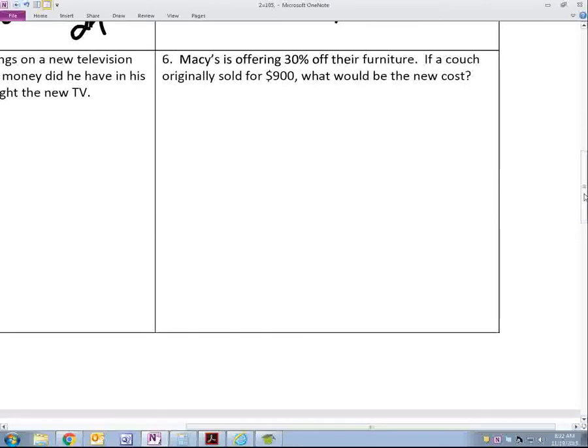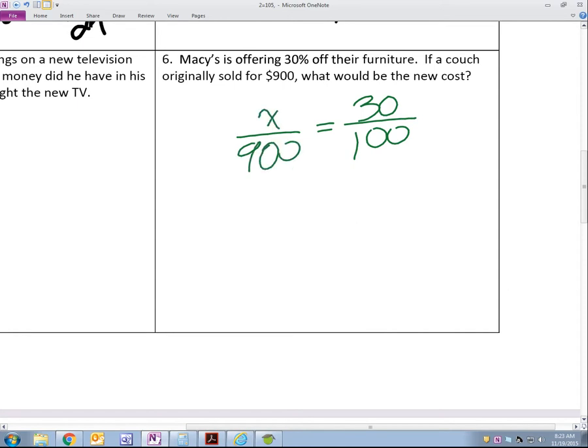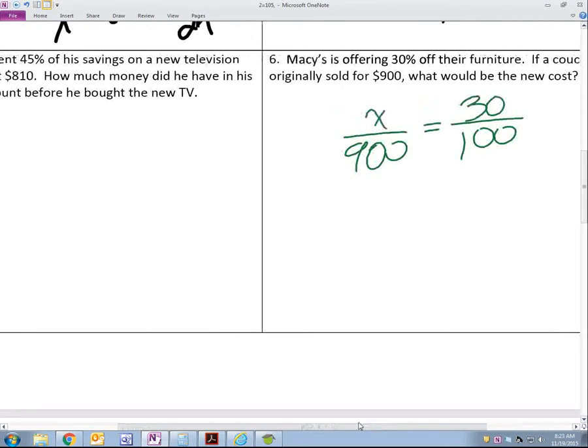that's the same thing, 30. So this one will be set up like this. I'll set these up. 30 over 100. Off the new furniture. Couch originally sold. So 900 at the bottom because that's the original cost. That's how that proportion will be set up.